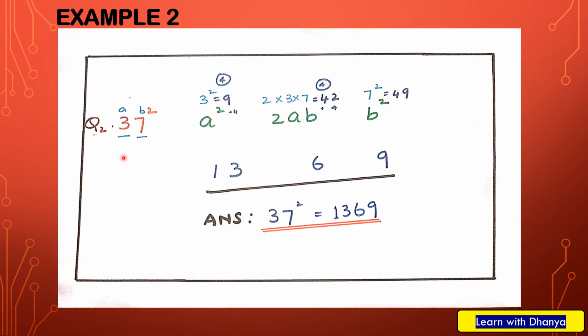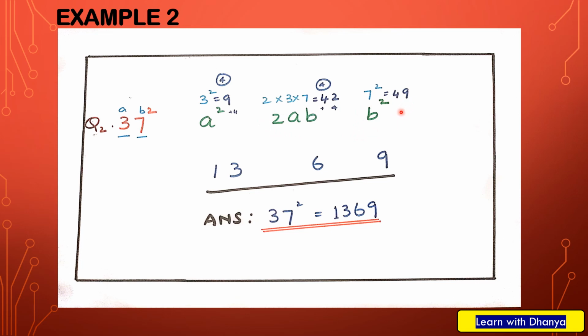Next question is to find 37 square. Similarly, here a is 3 and b is 7. I am writing the identity format: a square, 2ab, b square. So a square is 3 square, that is 9, and 2ab is 2 into 3 into 7, that is 42, and b square is 7 square, that is 49.